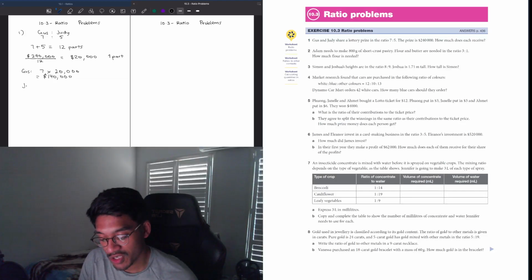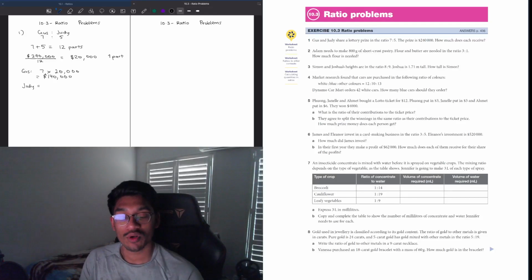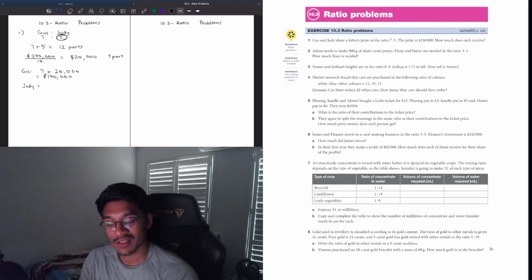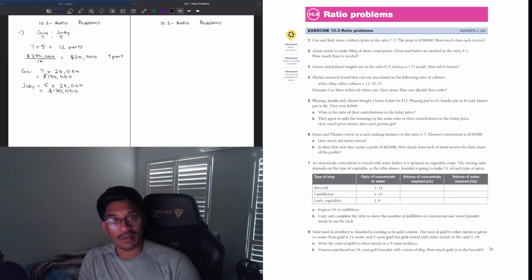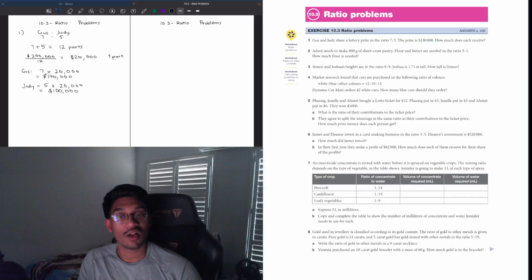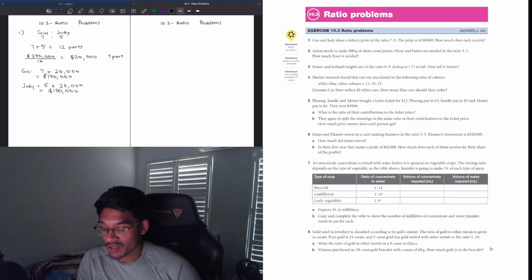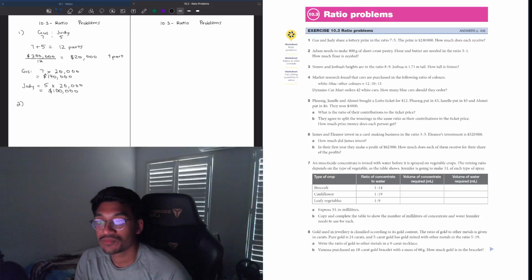We need to do the same with Judy. So we know that in Judy's ratio, there are 5 parts that belong to her. So we do 5 times the value of one part, which is $20,000. 5 times 20,000, you pop that in your calculator, you get $100,000. So what does this mean? In the context of the question, they won $240,000 from the lottery. Of that $240,000, Gus got $140,000 and Judy got $100,000 of it. That's question 1 done.